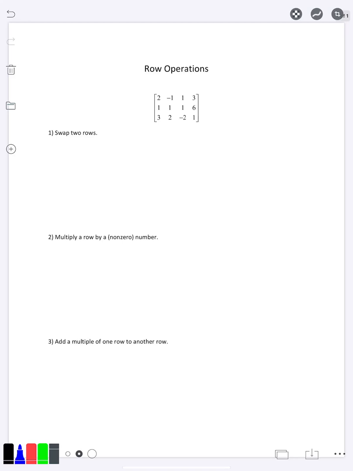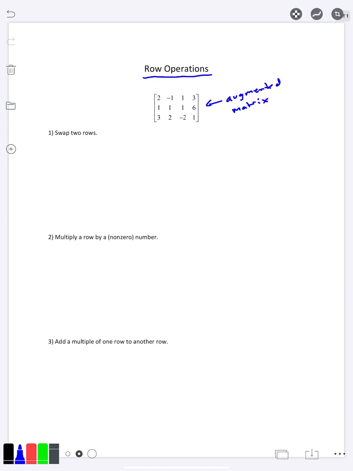Here we're going to start with the augmented matrix from the previous video, and we're eventually going to see how we can use this matrix in order to solve the system of equations. However, before we can go straight to solving it, we need to introduce the three things that you are allowed to do to a matrix. These are called the row operations, or sometimes called the elementary row operations.